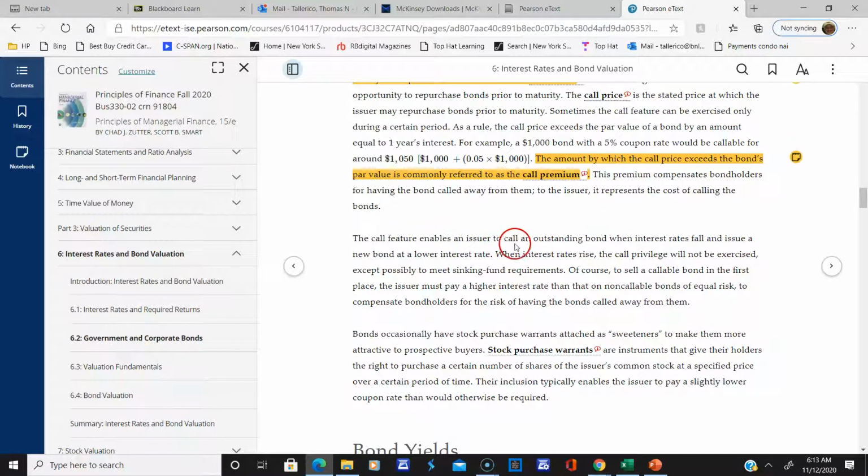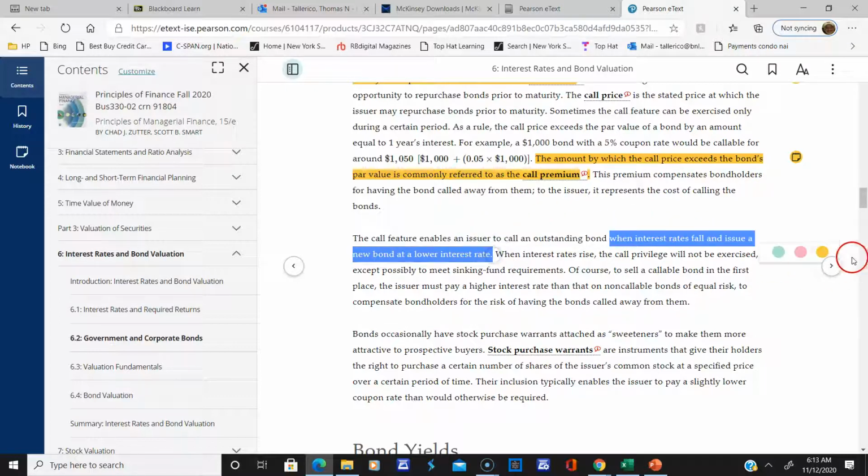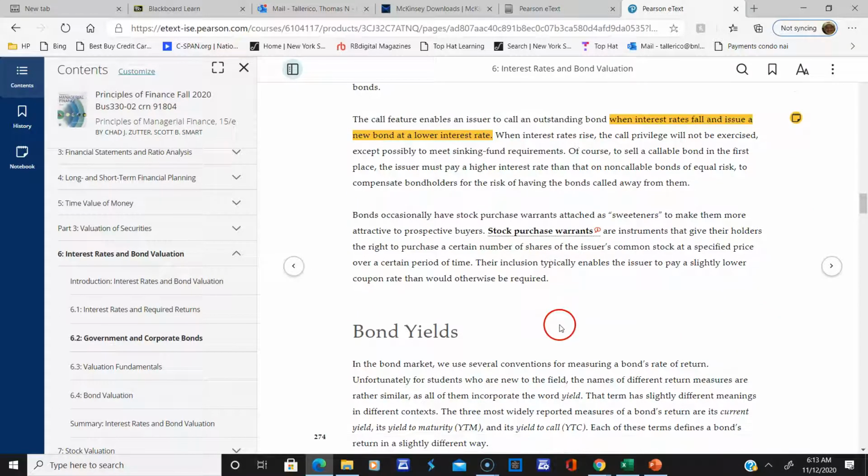So this call feature enables an issuer to call an outstanding bond, and here it is, right? When interest rates fall, they can reissue their debt and issue a new bond at a lower interest rate. That's the whole gist of this whole thing here. All right, and if interest rates go up, the call privilege obviously won't be exercised, all right? So that's the way that goes.